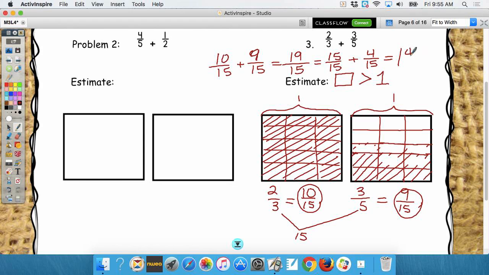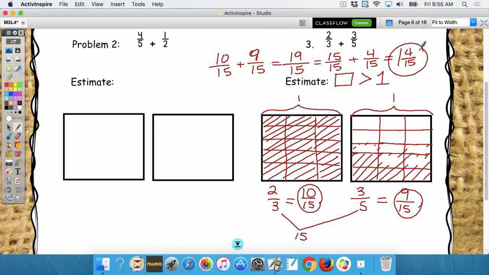So then what do I have? 1 and 4/15. And we have to check for simplifying, okay? It won't work. Jenny says it won't work. 4 is not half of 15. You cannot divide 15 by 4, and you can't divide 15 by 2, because 2 is the only other factor we're missing, right? So it's simplified.